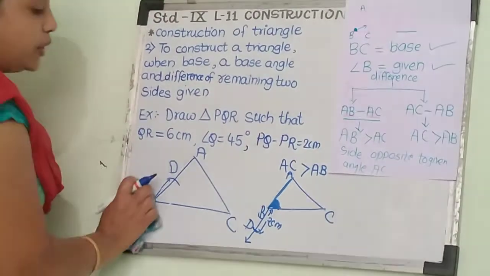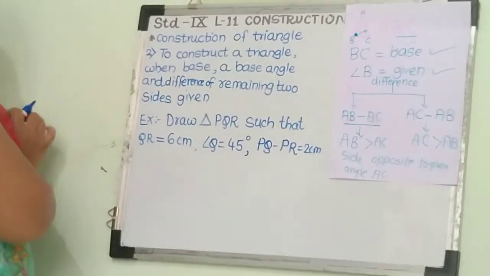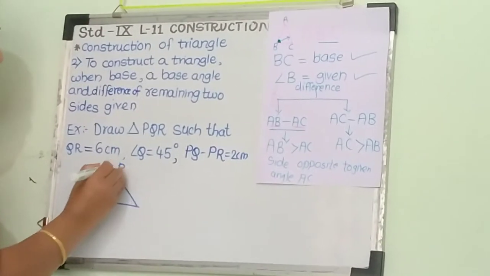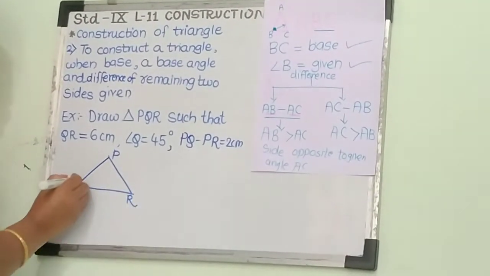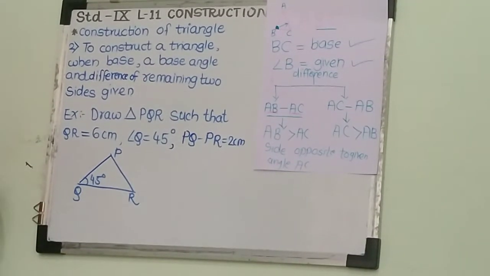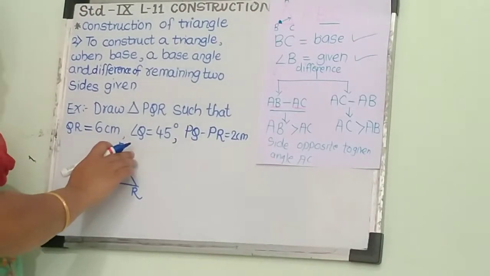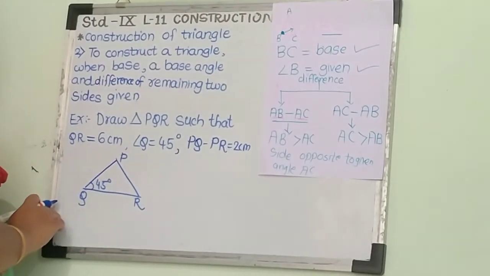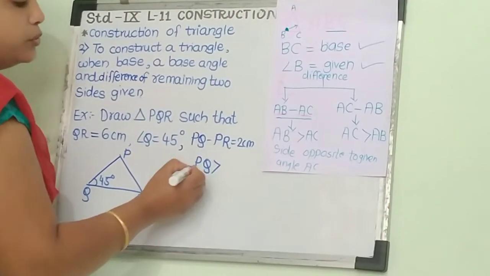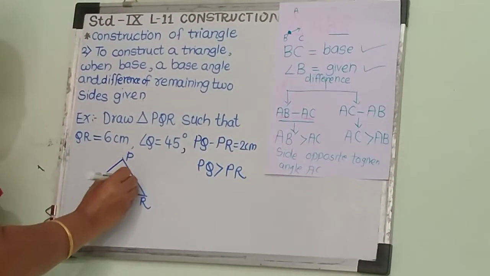So here I will first draw the rough figure. First we draw the triangle PQR. Angle Q is of 45 degrees. Then we check whether the difference will come on PQ or it will be extended. So first I will check: PQ minus PR equals 2 means PQ is greater than PR.